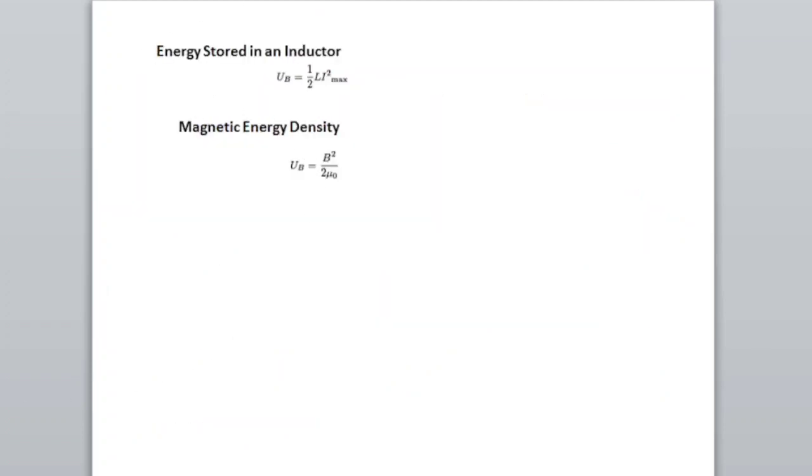Also two formulas are there. First, energy stored in an inductor is given by half L i square, and magnetic energy density is given by B square by twice mu naught. You must remember these two formulas. So I have covered all important topics and formulas of this chapter. Actually this chapter is very small. So students, with this I am going to end my class.